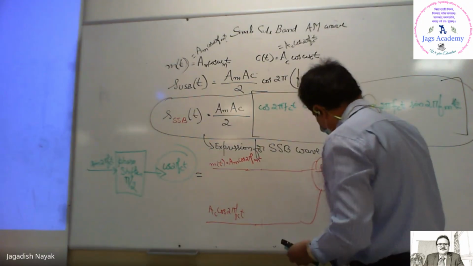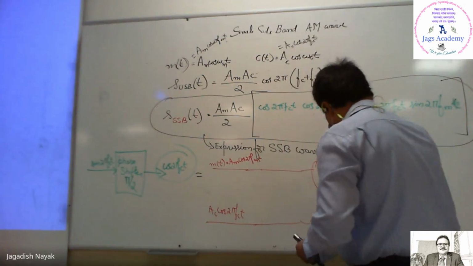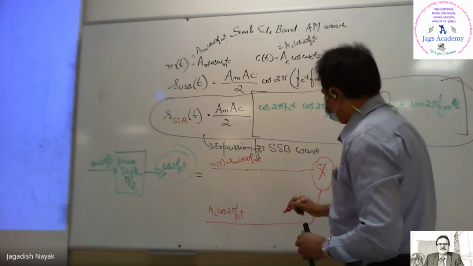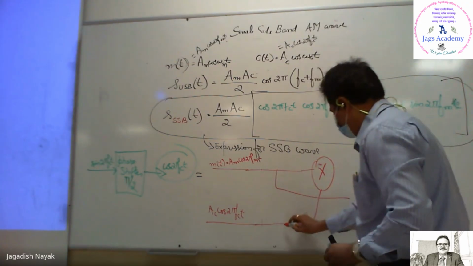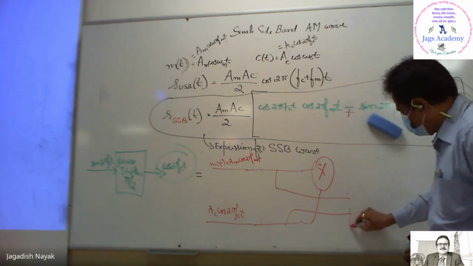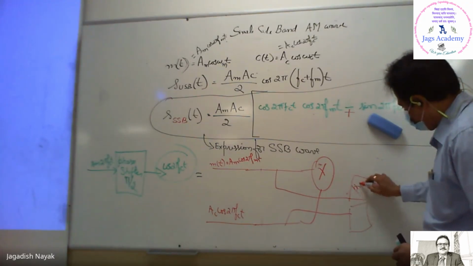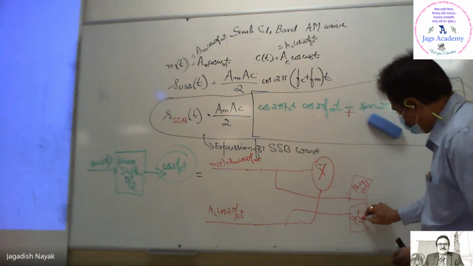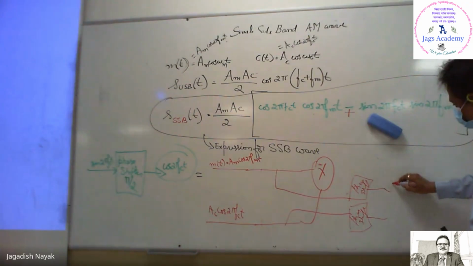You put a multiplier here. Put a multiplier here. Okay. And then you just take this and pass it through a phase shifter. Pass it through a phase shifter, right? Now multiply.